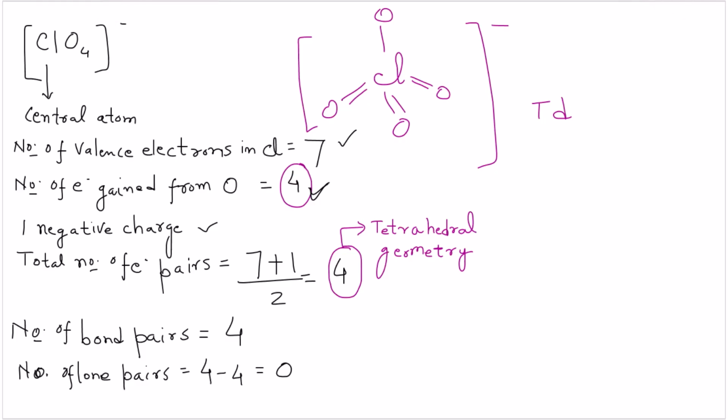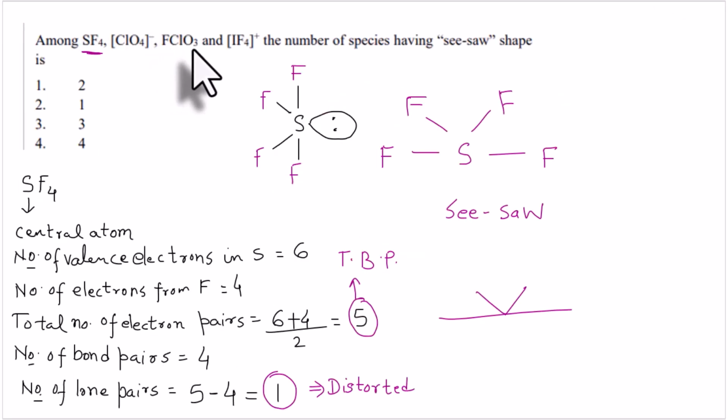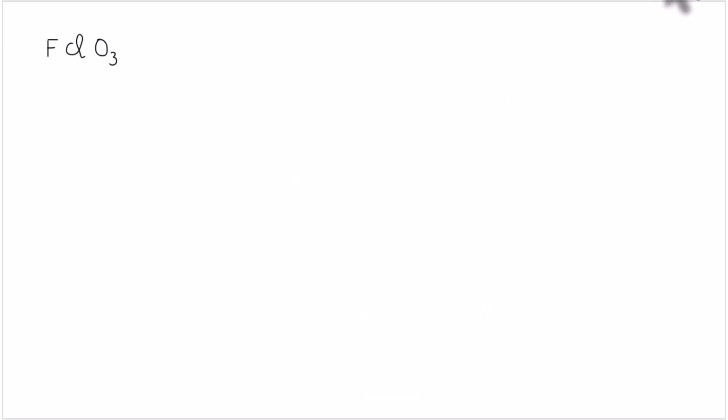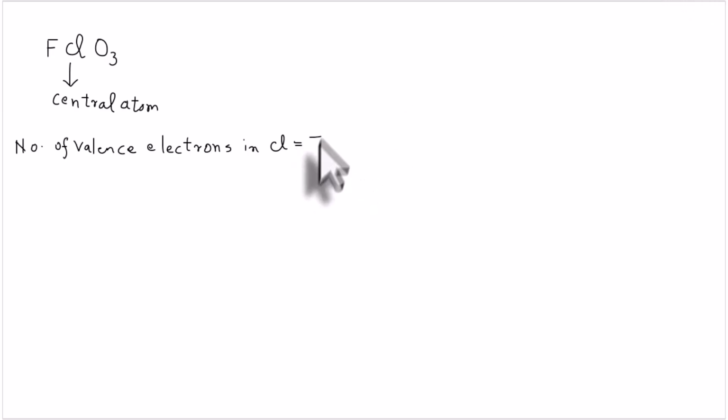Now going back to the question, what is the next compound? FClO3. Now let's check FClO3. Here, which one should be the central atom? According to VSEPR, the atom having least electronegativity is the central atom. If we compare fluorine, chlorine and oxygen, chlorine has the least electronegativity among all 3 atoms. So chlorine becomes the central atom in this compound. The number of valence electrons in chlorine should be 7, belonging to the 7th group.